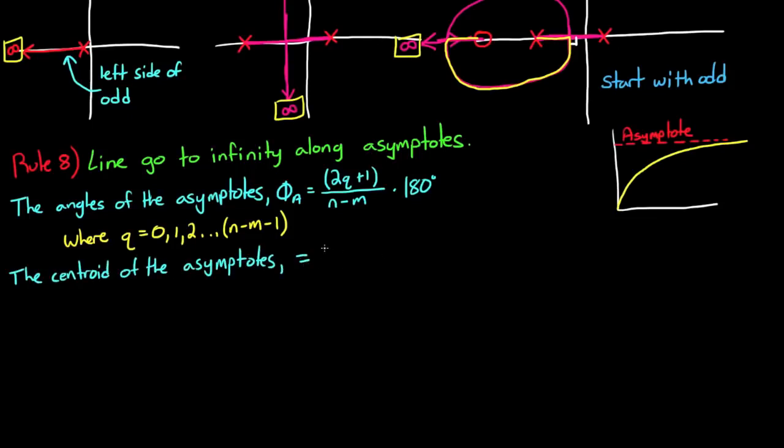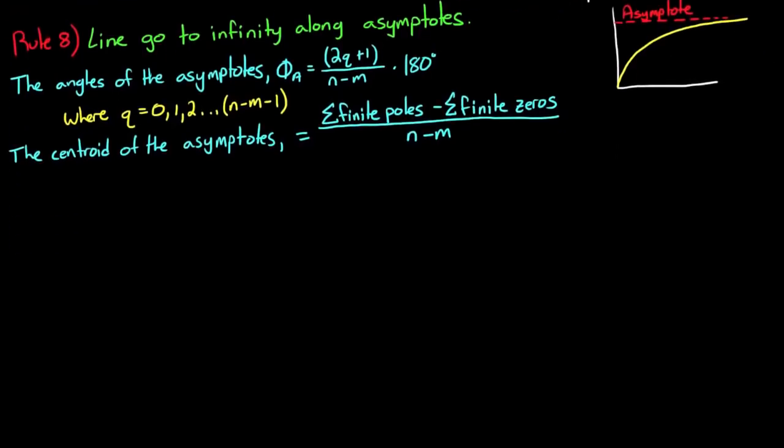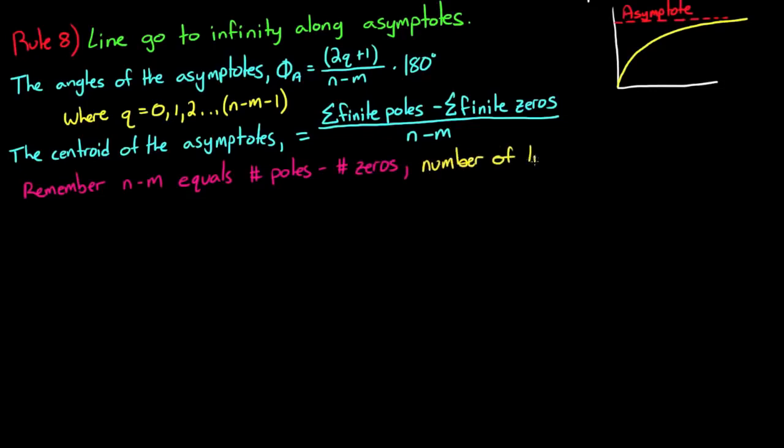The other part of this rule states that the centroid of the asymptotes all come together to a single point on the real axis, and they do this at what's called the center of gravity of the poles, which is the sum of all of the finite poles minus the sum of the finite zeros divided by the number of unmatched pairs. Remember that n minus m is the number of poles minus the number of zeros, which is just the number of lines that go to infinity.